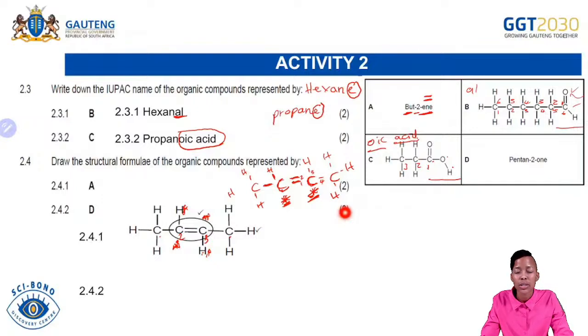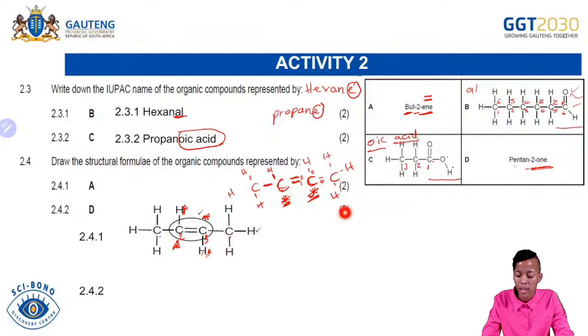Then the next one, it says you must draw the structural formula of compound D. What's the first thing? What is the homologous series? Where are you going to see that? You have an ON. So because you have an ON, it means that this must be a ketone.